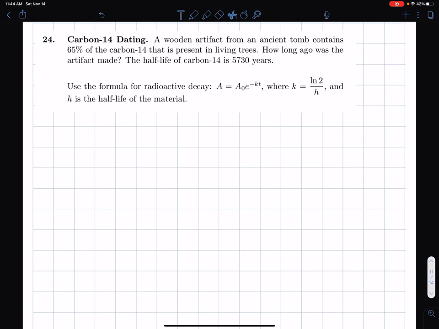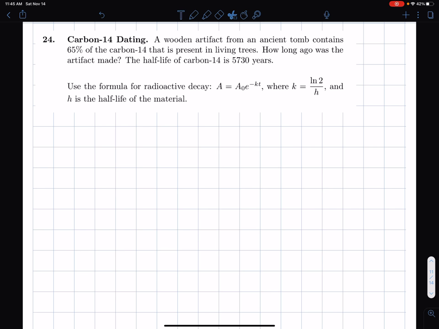All right, we're going to do this problem where it involves a little bit of archaeology and also carbon-14 dating and exponential functions. A wooden artifact from an ancient tomb contains 65% of the carbon-14 that is present in living trees. How long ago was the artifact made? The half-life of carbon-14 is 5,730 years.